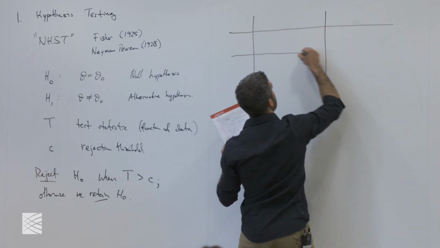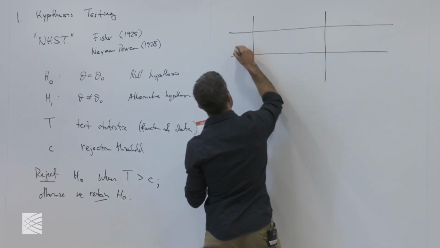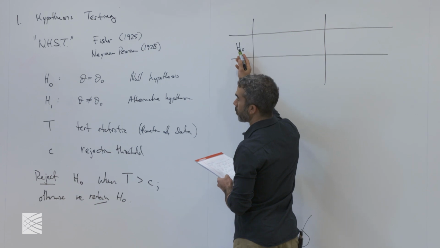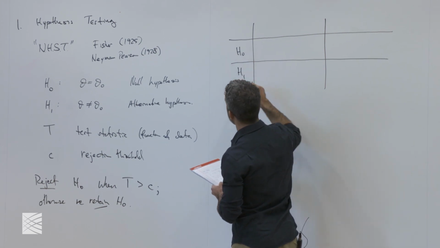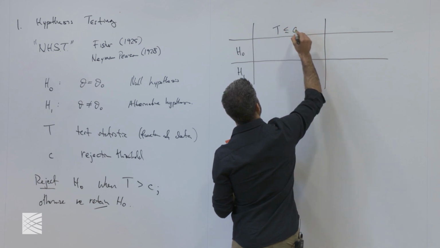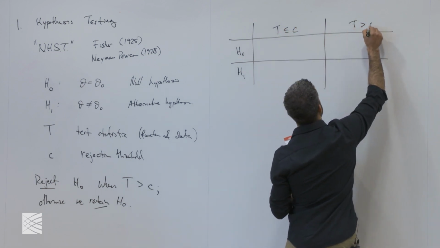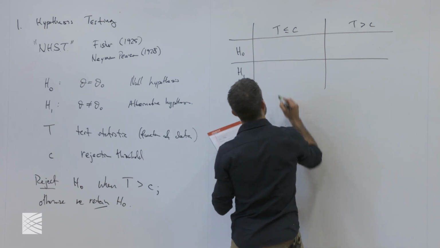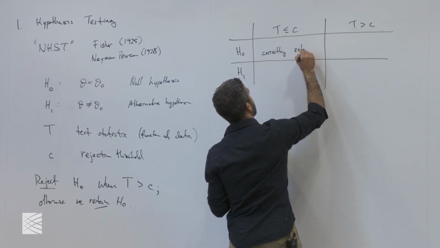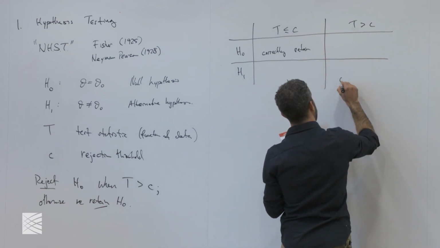So what are the different scenarios? The truth could be the null hypothesis, or the truth could be the alternative. And given our data, we could retain the null or we could reject the null. In this case, we correctly retain. In this case, we correctly reject.